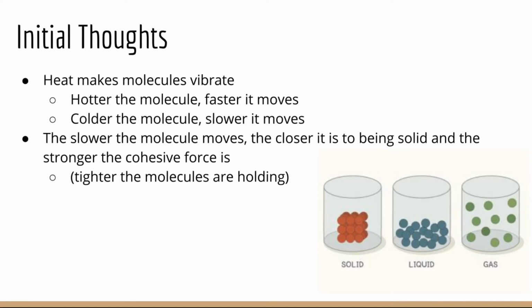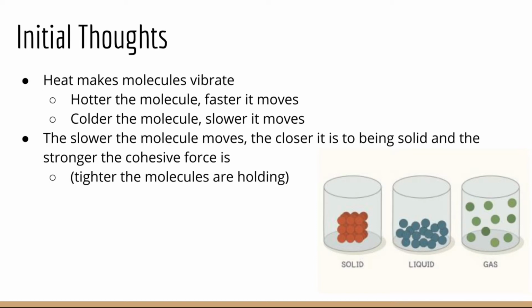My initial thoughts were that heat makes molecules vibrate. The hotter the molecule, the faster it moves, and the colder the molecule, the slower it moves. As we can see in the picture in the bottom right, gaseous substances have molecules that move in straight linear patterns and bounce off of other molecules or other objects. Liquid substances have molecules that move in sort of flowy, free patterns, bouncing off of each other and the container they're in.